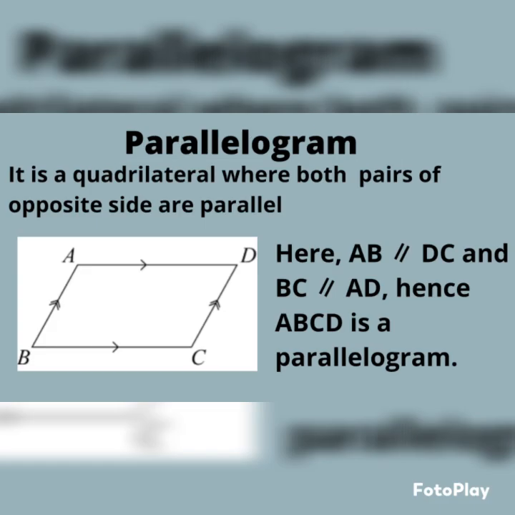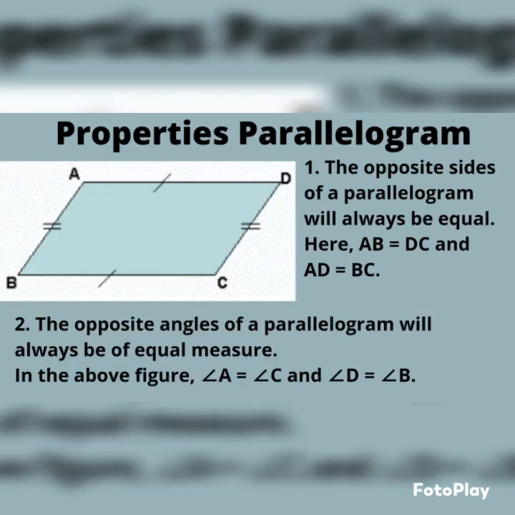Now let's see parallelogram. A quadrilateral in which both the pairs of opposite sides are parallel to each other. That means if AB is parallel to DC and AD is parallel to BC, then that quadrilateral will be termed as parallelogram. Now let's see some properties of parallelograms.